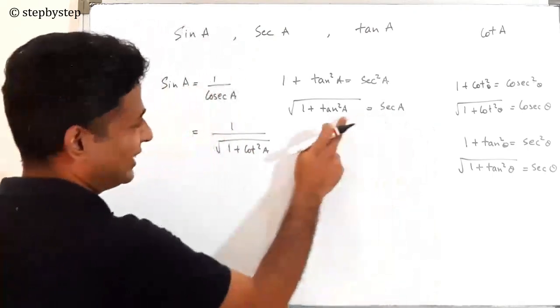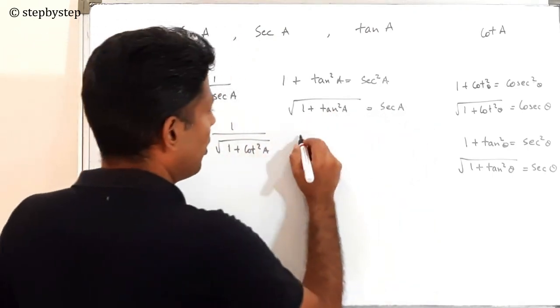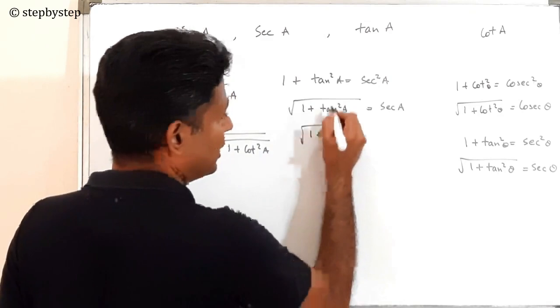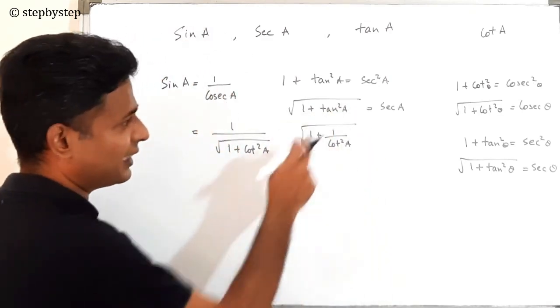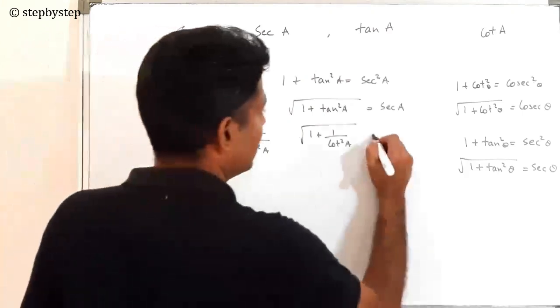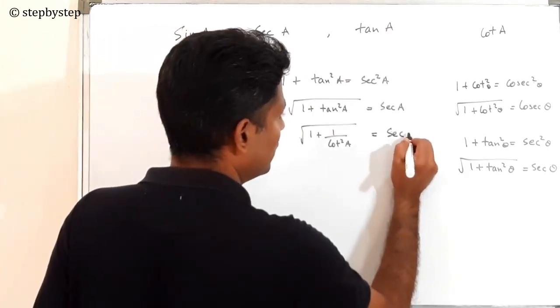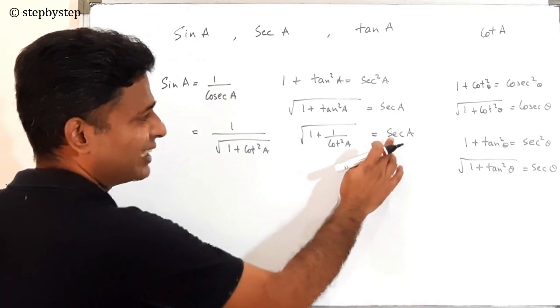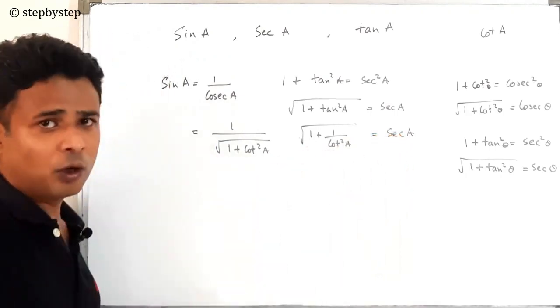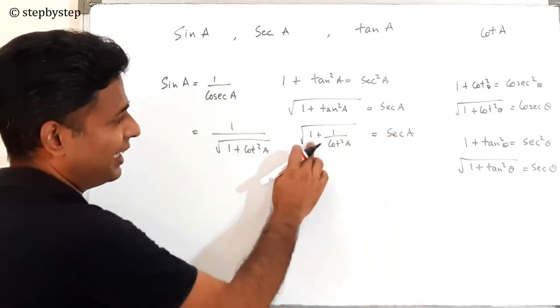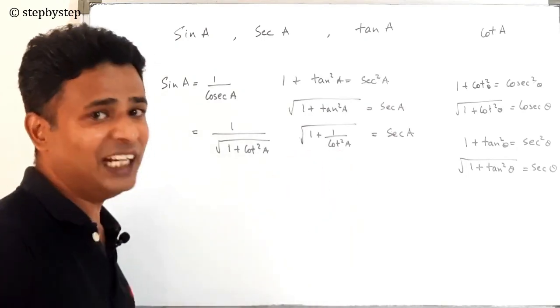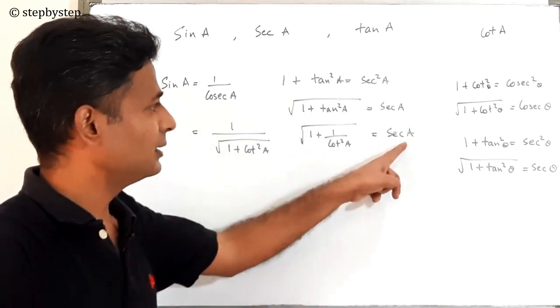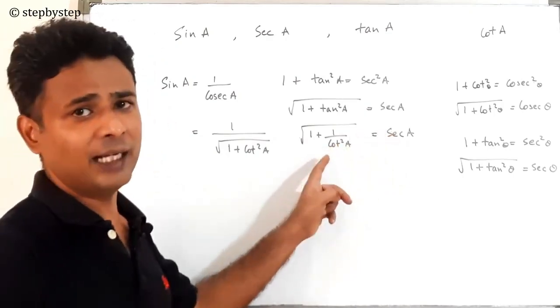But I need to express this in terms of cot. So how can I convert? 1 plus tan square A can be written as 1 plus 1 by cot square A, right? Because cot is the reciprocal of tan. So that equals secant A. Now I have expressed secant A in terms of cot A. If you want, you can simplify, take the LCM and write it in a simpler manner. But I think this should be enough.